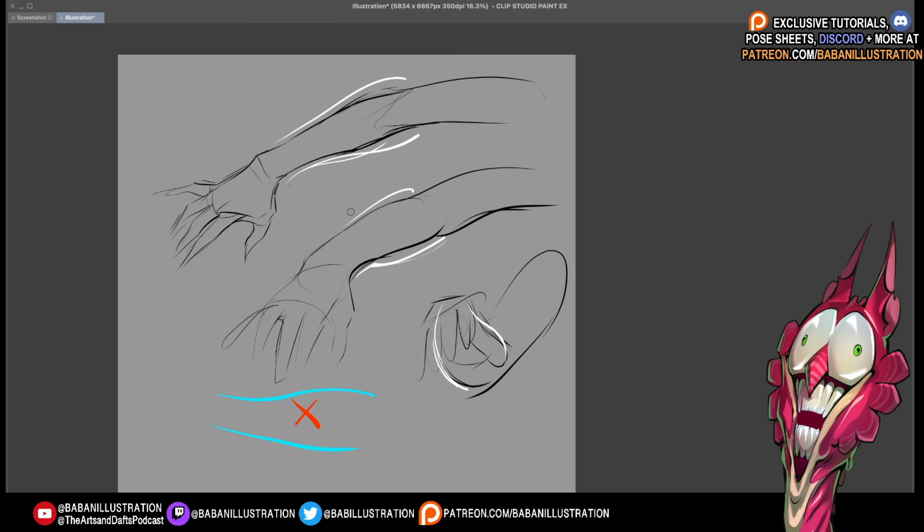So if you're running into this issue and finding yourself in this trap when you're drawing, let me suggest that this is not the problem. The problem is everything in between those two lines.